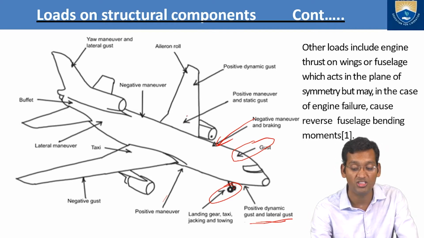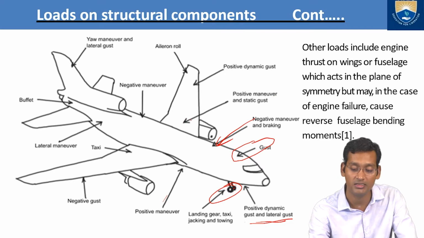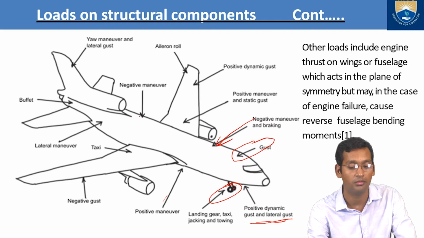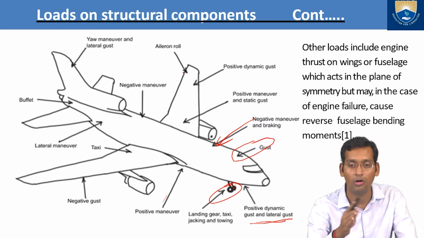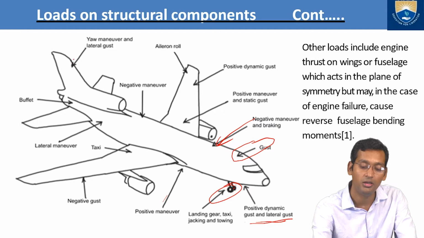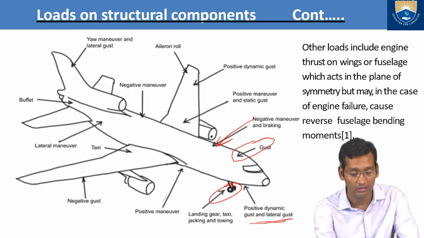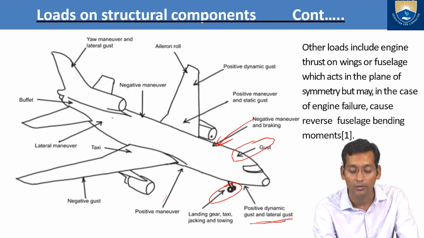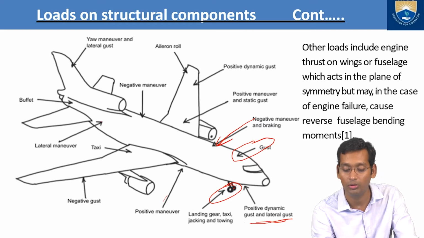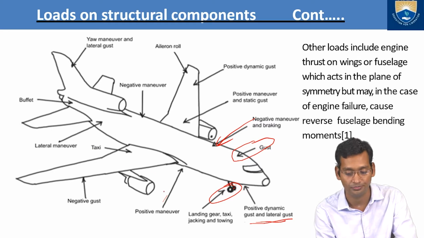Again on the wing, the upper will be positive, and that will be the static gust. Negative maneuver will be the backside of this one. So here the aileron, once it will flip or roll, that aileron roll will be there, because of that again load will be there. Same here, backside the yawing will be there, so because of yaw maneuver load will be there. Now here because of this change, the buffet load will be there. Here the lateral maneuver will be there. While taxiing, this side also load will act.